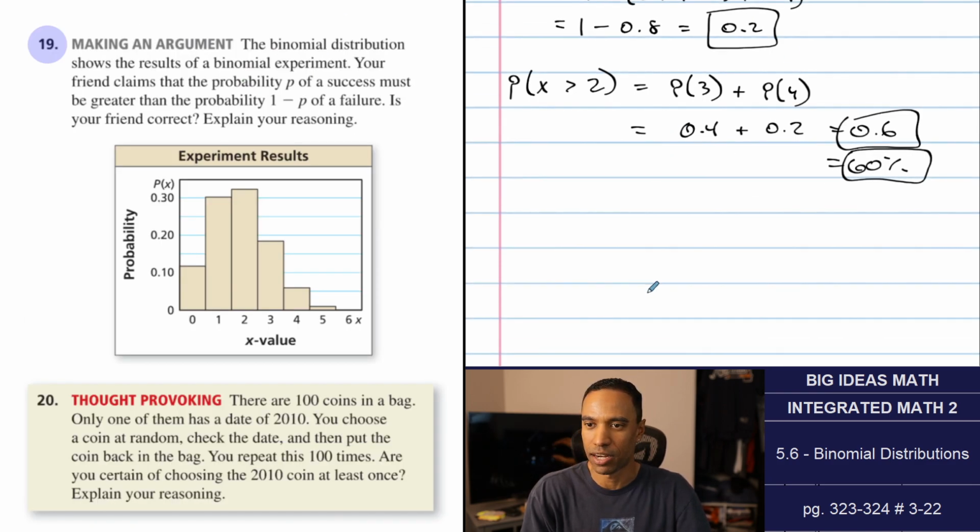Number 19, making an argument. The binomial distribution shows the results of a binomial experiment. Your friend claims the probability P of a success must be greater than probability 1 minus P of a failure. Is your friend correct? Explain your reasoning.